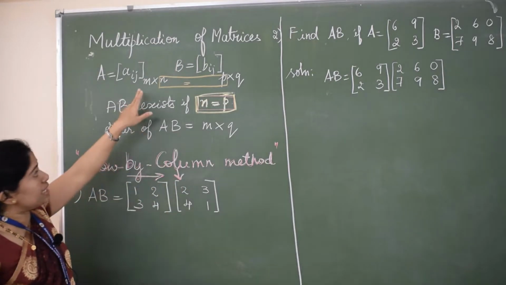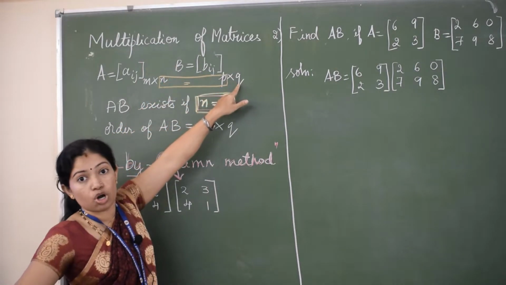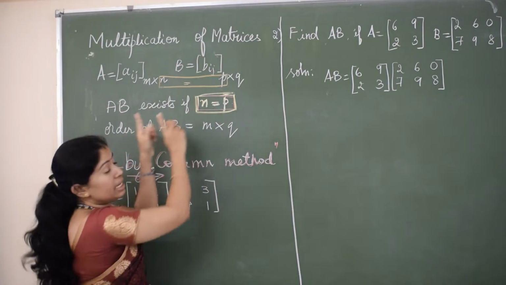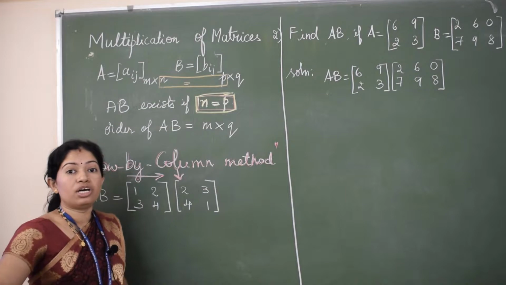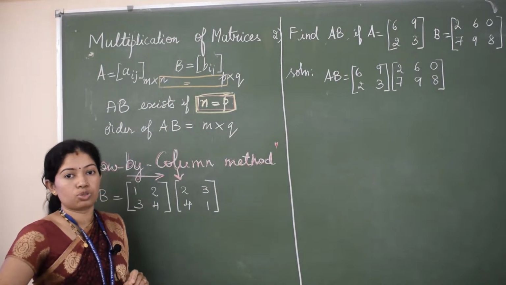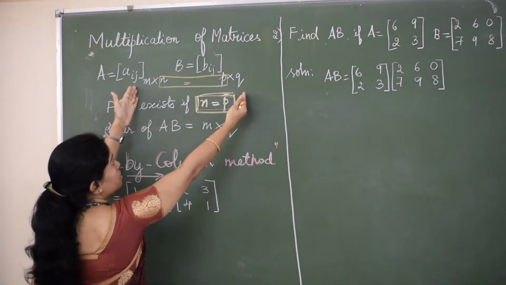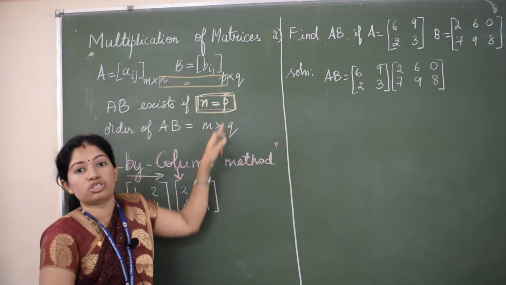So when you write the order of A as m cross n and the order of B as p cross q, these two middle numbers should be the same. Then the product AB exists. Next, we can find the order of the resultant product also. So the order of AB is given by the two extreme numbers m and q. So the order of AB is m cross q.